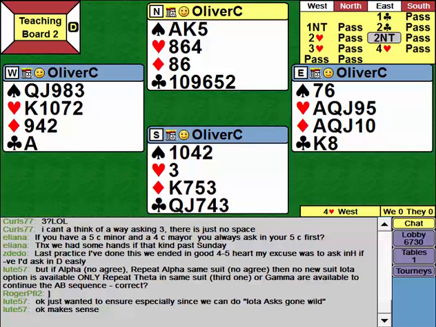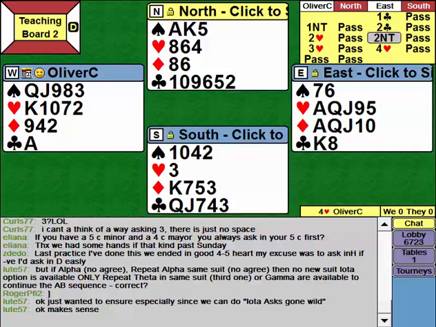It is still there in the system, but because it doesn't happen very often, it's quite possible. I've seen other people do it when I've been kibitzing, watching other OCP pairs, and they've had that kind of sequence, and it's been clear that it's been meant as an asking bid because of the alert, and it's been treated as an asking bid.